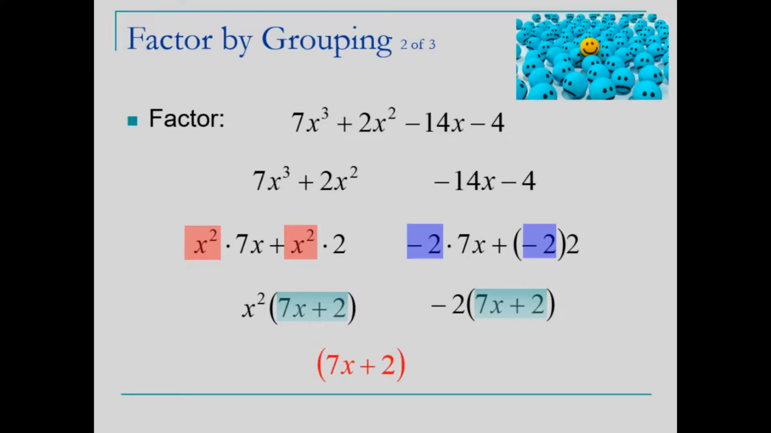Now we have the common factor of 7x plus 2 between these 2 groups. Factoring it out for a second factoring step times the remainders, which is x squared and the minus 2 from the second half of our factoring.